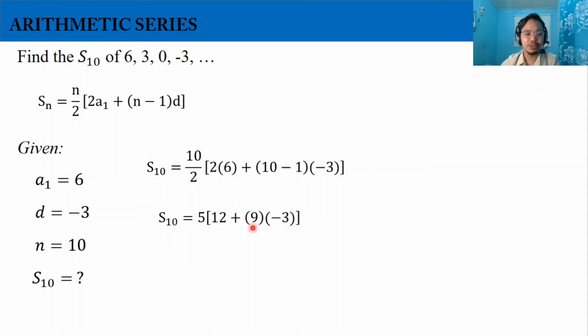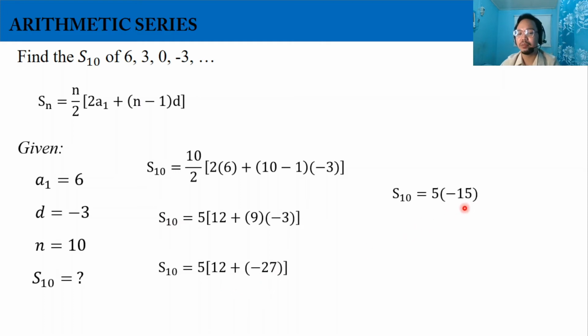Then simplify it more. 9 times negative 3 becomes negative 27. Then we have negative 27 plus 12, that is equal to negative 15. Then multiply it to our 5 outside the parentheses. So the sum is negative 75. So that is the answer to the problem.